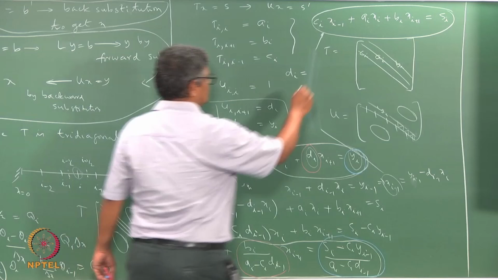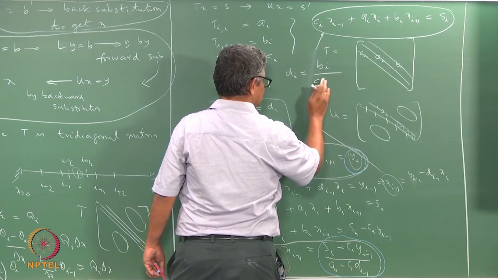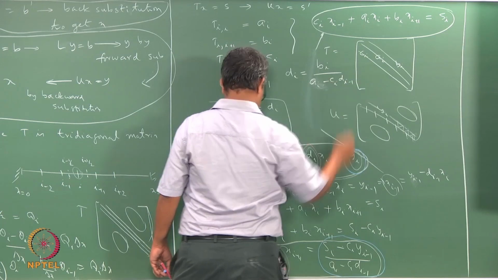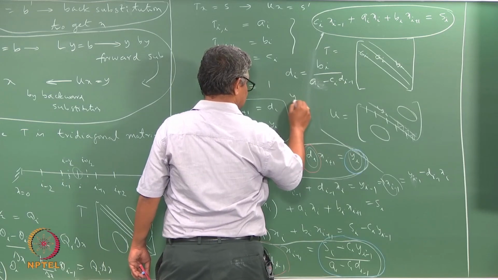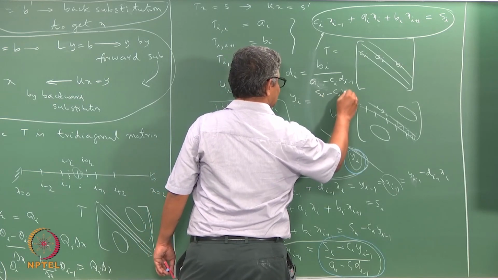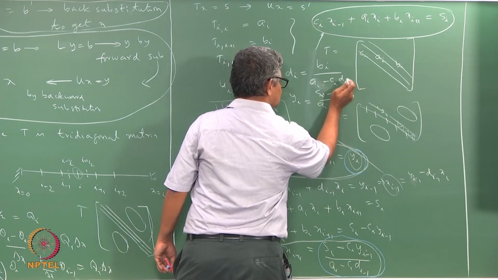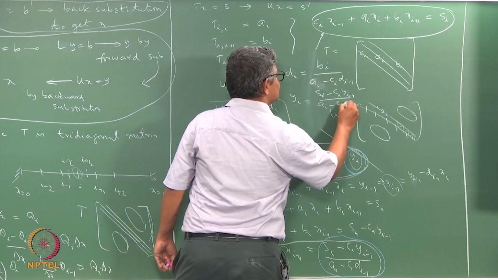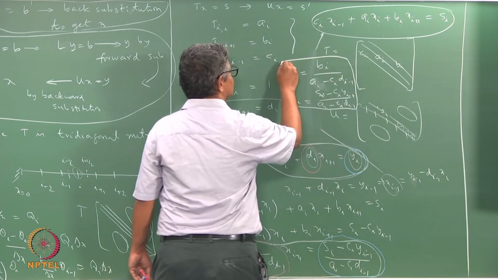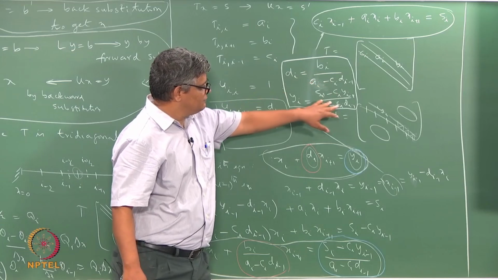di is bi by ci ai minus ci di minus 1, and yi is si minus ci yi minus 1 divided by ai minus ci di minus 1. Okay, so that means that we already know ai, bi, ci everywhere and si.